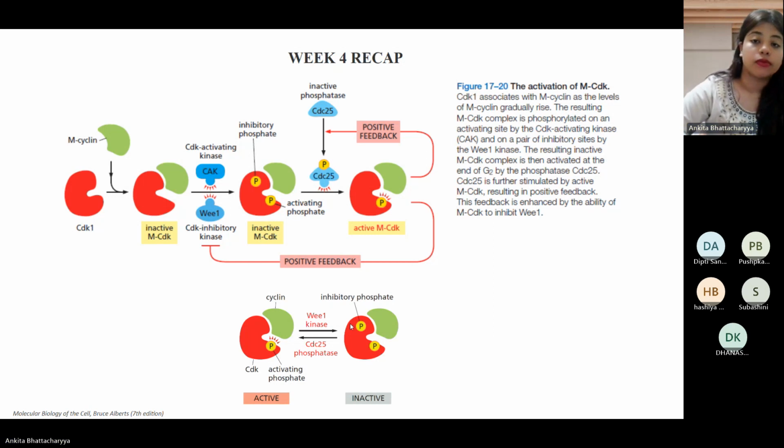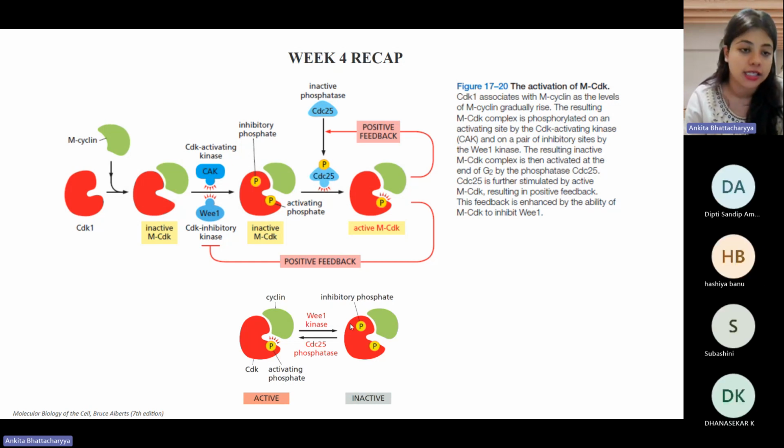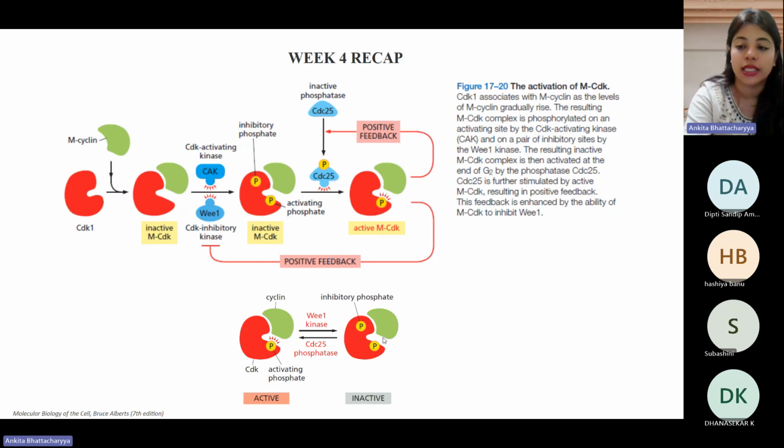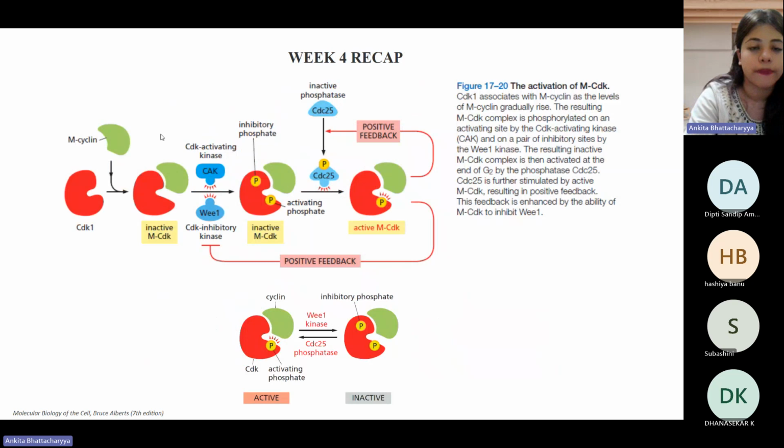So like you can see here, the process of mitosis will be regulated in particular by the mitotic CDK, or mitotic cyclin dependent kinase, otherwise known as MCDK. So MCDKs, I think the presentation is getting loaded, maybe just a second. Yeah. So like you can see in the diagram, CDK1 associates with the M cyclin, that is the mitotic cyclin, as the levels of mitotic cyclin gradually rise when the cell enters the M phase.